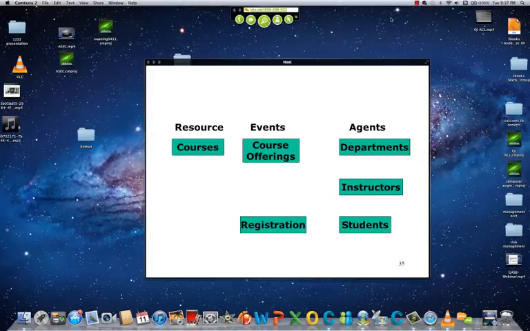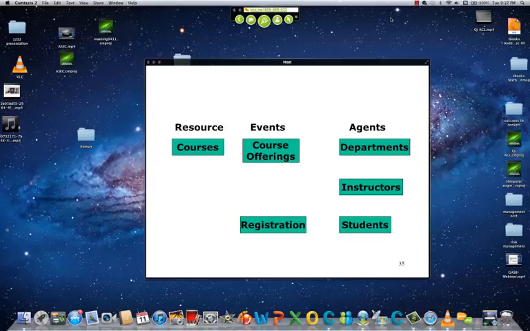So course offerings and course registration, right? Then again, you want to think about what do we do next? We follow the REA methodology. So what is step number 2? Identify resources, right?